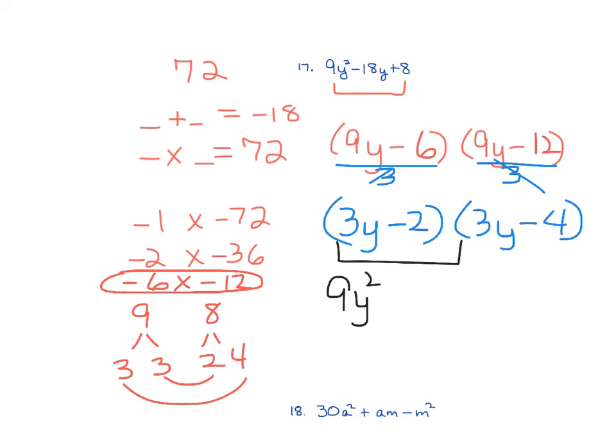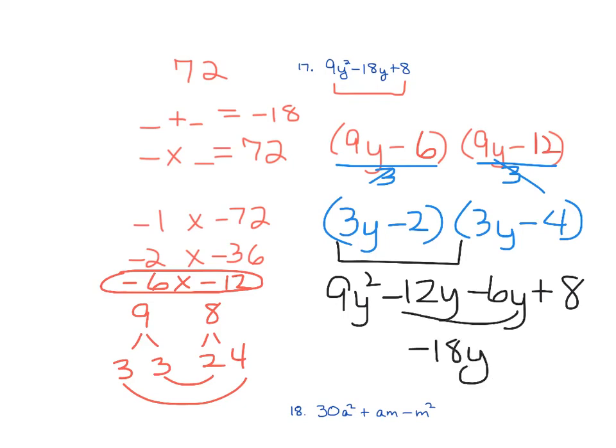9y squared. Outside gives me negative 12y. Inside negative 6y. And last gives me the positive 8. When I add the middles, I do get negative 18y, and then I get that one. Good? All right. Let's see number 18.